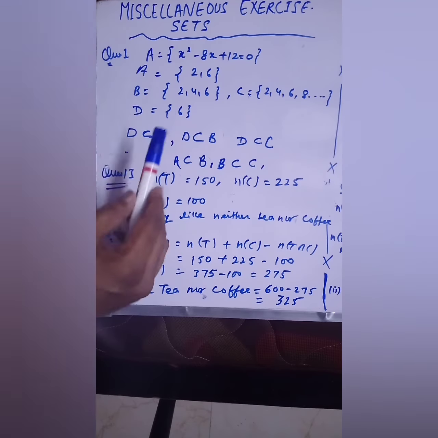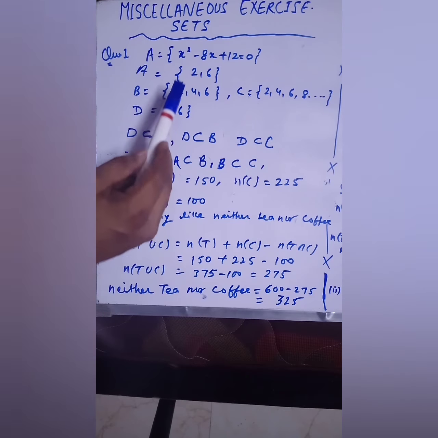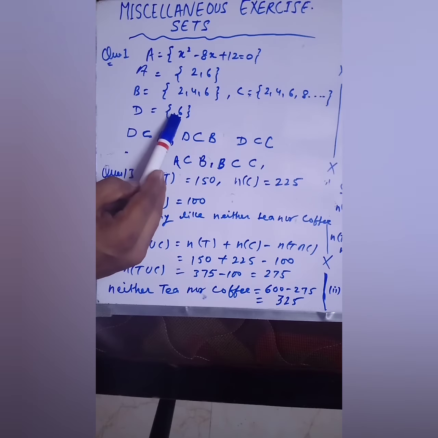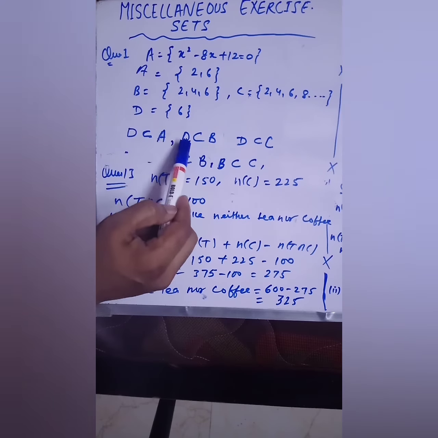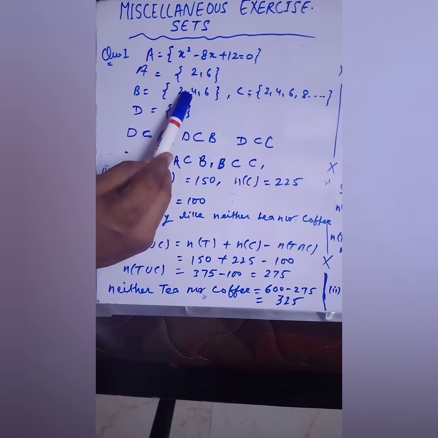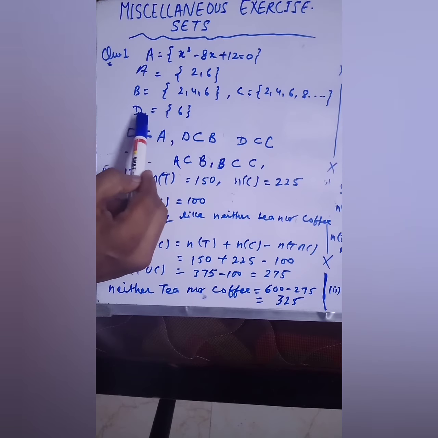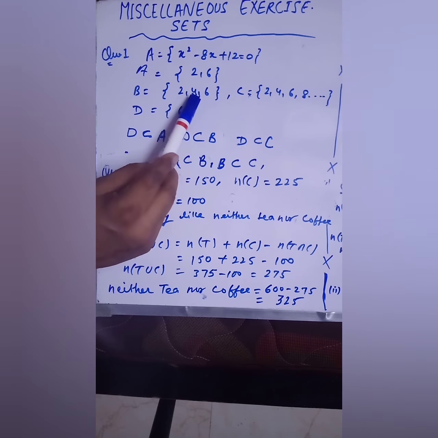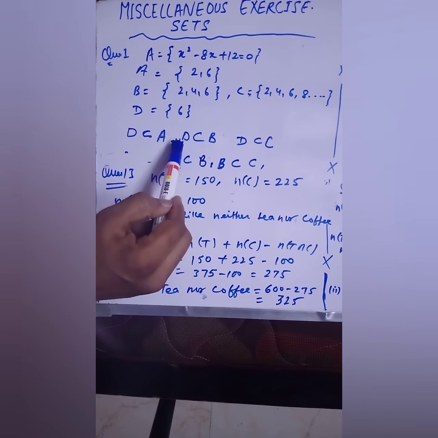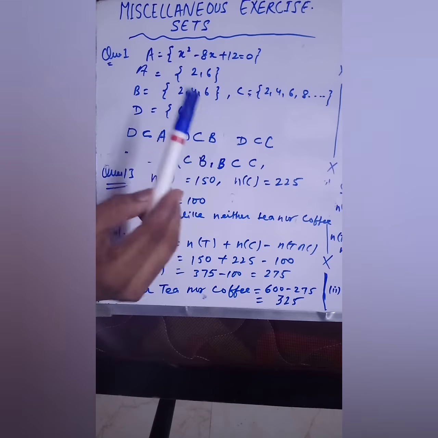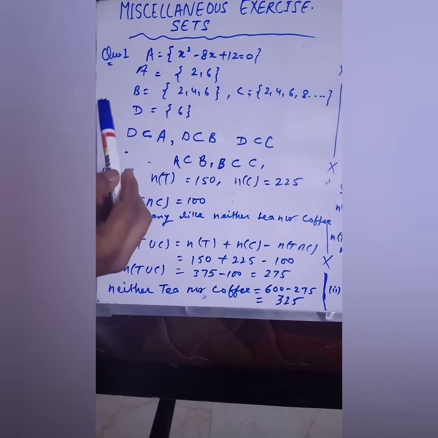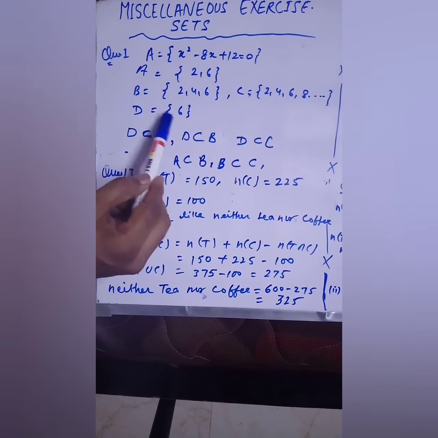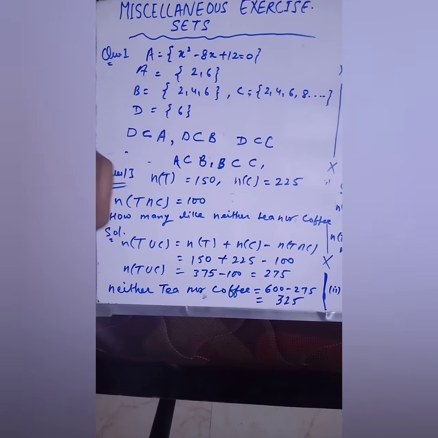From this data, we can see that D is a subset of A because 6 is coming in A. Similarly, D is also a subset of B because all the elements of D are coming in B. Similarly, 6 is also coming in C. Here all the elements of set D are coming in set C. So D is also a subset of C.